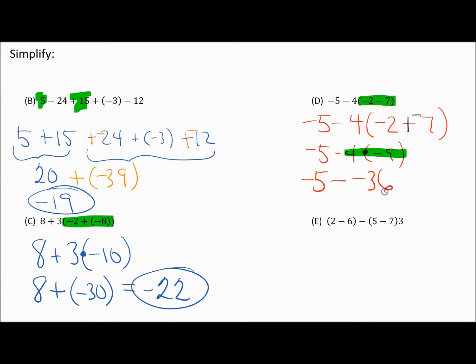Well, if I write it like that, it looks weird because I have this subtraction and this negative. So I put parentheses around it. My last step, or you can think about it as 2, is keep, change, because it's subtraction. So I keep negative 5, I change subtraction to addition, I change the sign of the next number. Negative 5 plus 36, they're opposite signs, so 36 minus 5 is 31. The heavier one was positive, so my answer is positive.